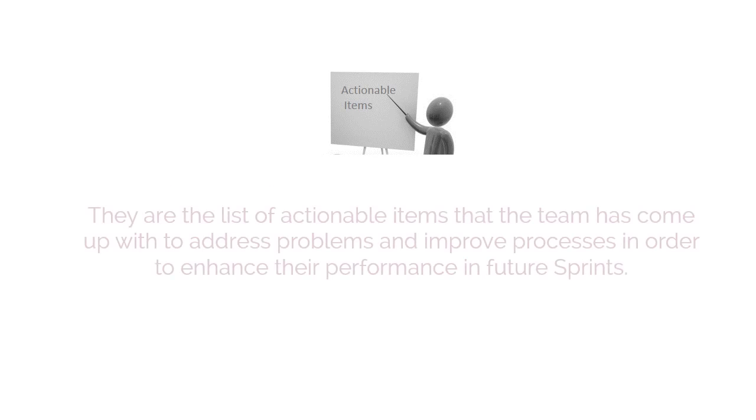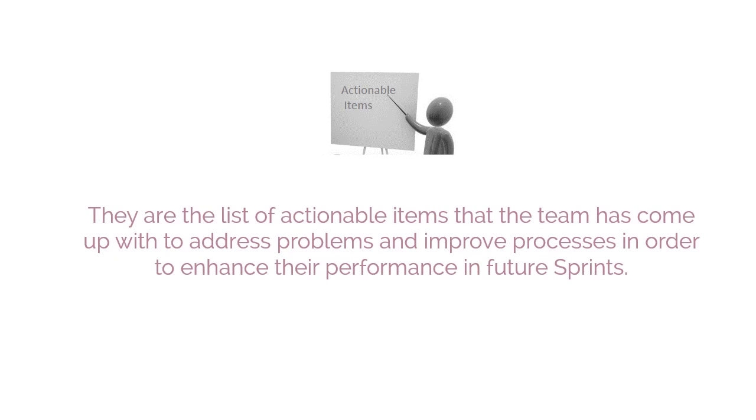So what do you think will be the output of the process called Retrospect Sprint? Well, agreed actionable improvements are the primary output of the Retrospect Sprint process. They are the list of actionable items that the team has come up with to address problems and improve processes in order to enhance their performance in future sprints.